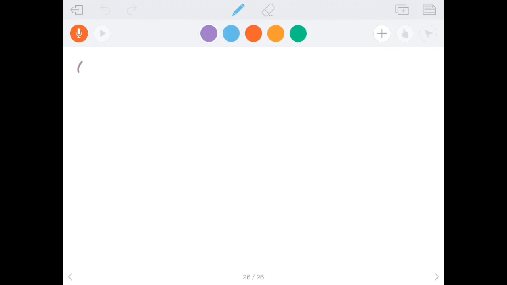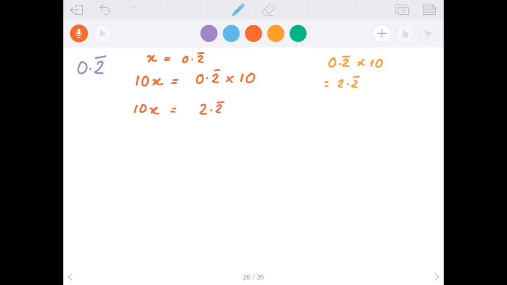Let's try another one. Let's take the case of 0.2 bar. As usual, my first step is I'm going to put x equal to 0.2 bar, and I notice that there's one number under the bar, therefore I shall multiply both sides by 10. So I get 10x is equal to 0.2 bar into 10. On the right hand side of the screen, you see 0.2 bar into 10 becomes 0.222 into 10, which is 2.2 bar, as we just did in the previous problem. So now I get 10x equal to 2.2 bar.